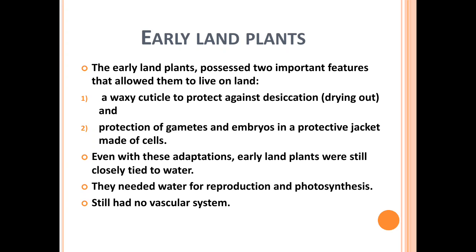Early land plants. The early land plants possess two important features that allow them to live on land: a waxy cuticle to protect against desiccation, drying out, and protection of gametes and embryos in a protective jacket made of cells. Even with these adaptations, early land plants were still closely tied to water, and they needed water for reproduction and photosynthesis and still had no vascular system.